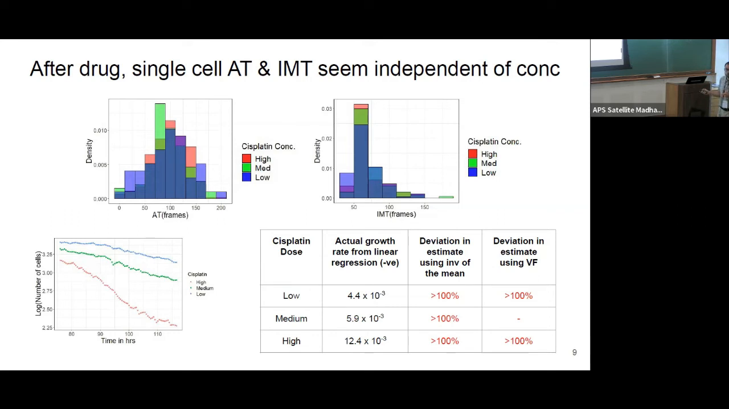So when plugged into the formula for von Foerster, as well as for the inverse of the mean, and looking at the difference of the rates of birth and death, in the case of the inverse of the mean, we found that the deviation was pretty high. And both the estimates were giving positive values when the decay rate was actually negative, when the population was actually decaying.